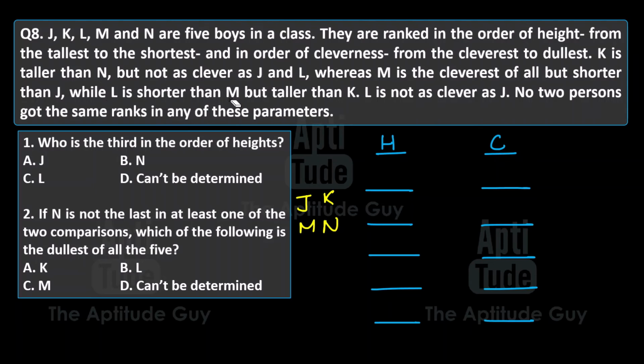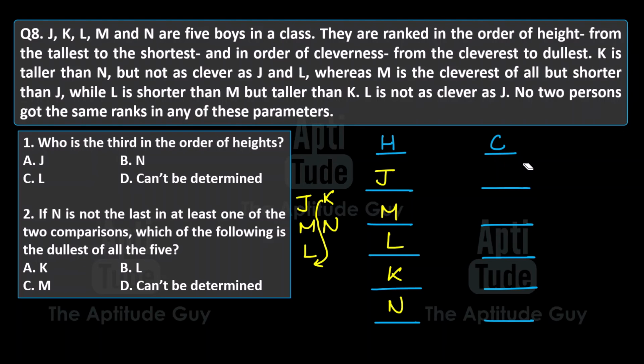L is shorter than M. Okay, L is shorter than M but taller than K. So K is shorter than L. So now here we have the height data. We have J, we have M, we have L, and then we have K and N. Done. So the height data is very simple.